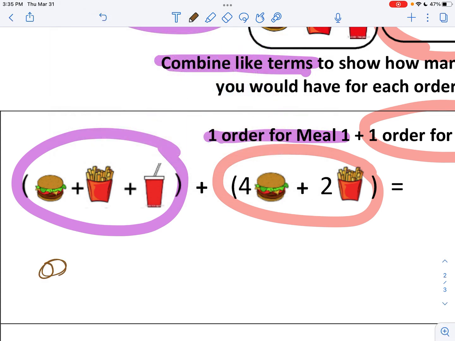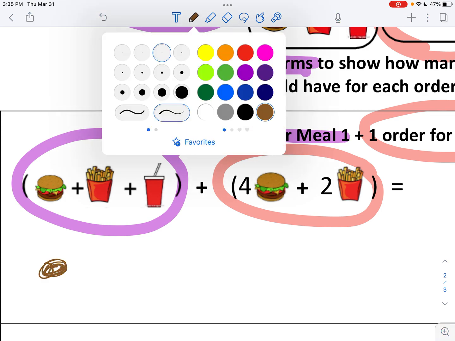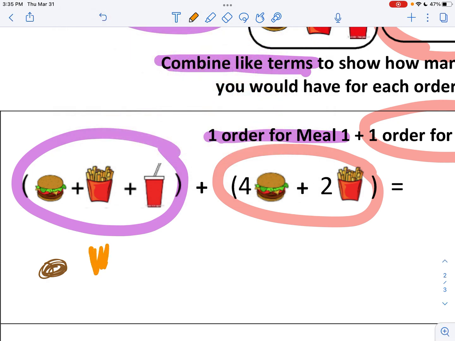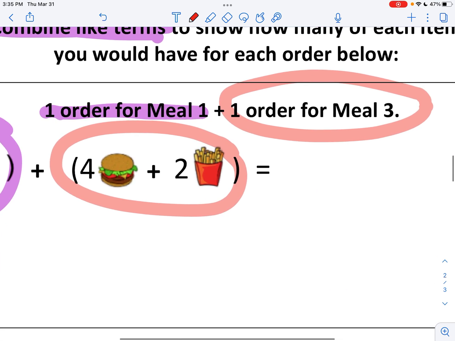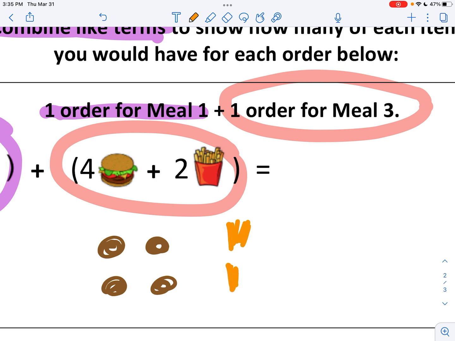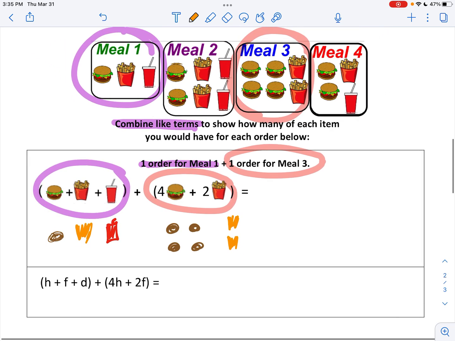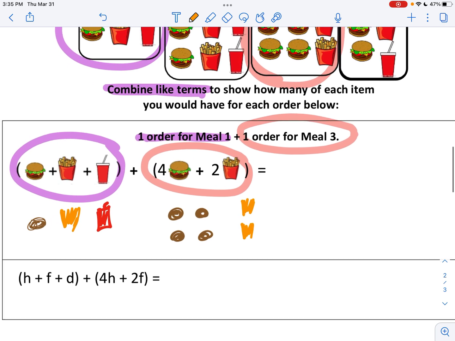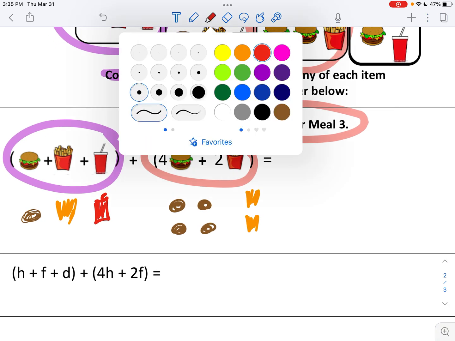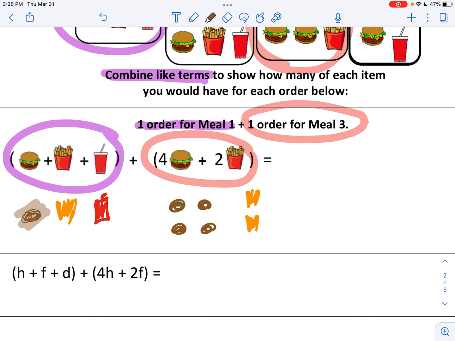So I have a burger. It's a little bit bigger. I have a fry. And I have a drink. All right. Then for the next one, because it's got a 4 in front, I have 4 burgers. 1, 2, 3, 4. And I have 2 fries. 1, 2. So all together, I have 5 burgers. Let me highlight those. 1, 2, 3, 4, 5.